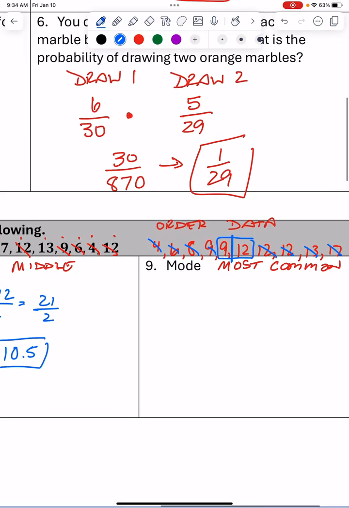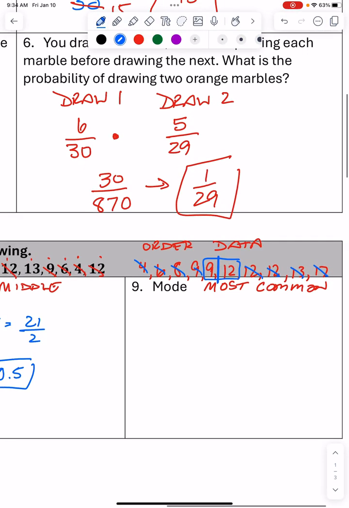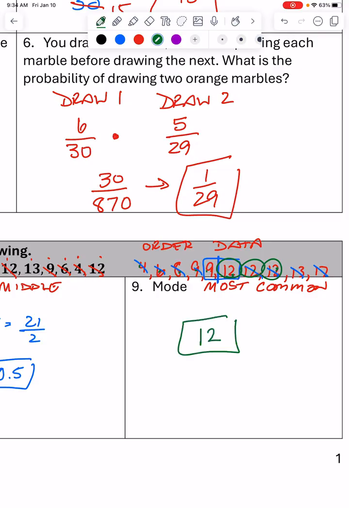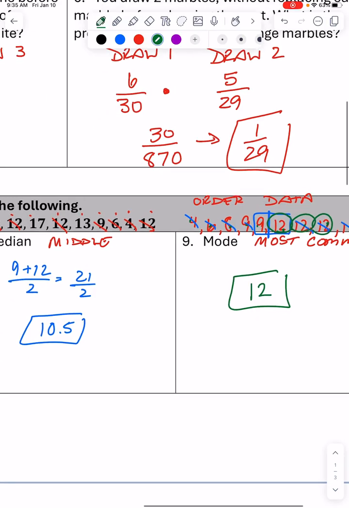21 over 2 is 10.5. Okay? If there's an odd amount of numbers, like if there was a 10 in the middle here, then 10 would be our median, right? And then the mode is the most occurring number. So if we look, there's only 1 4, 1 6, 1 8. There's 2 9s, 3 12s, 1 13, 1 17. So 12 occurs 3 times. So the most common occurring number is 12. The mode is 12. Okay?